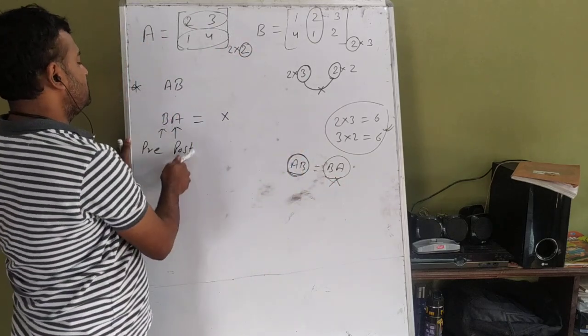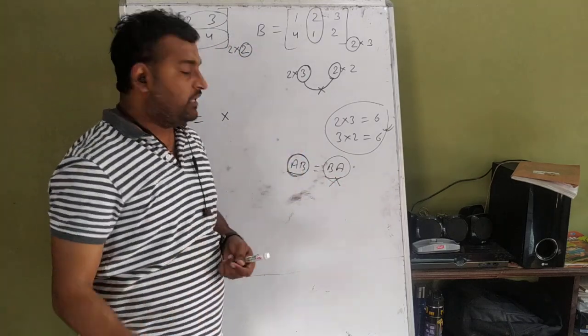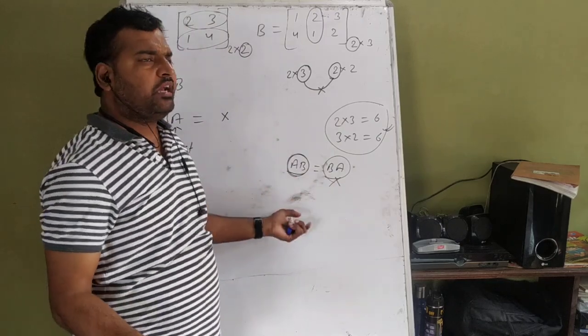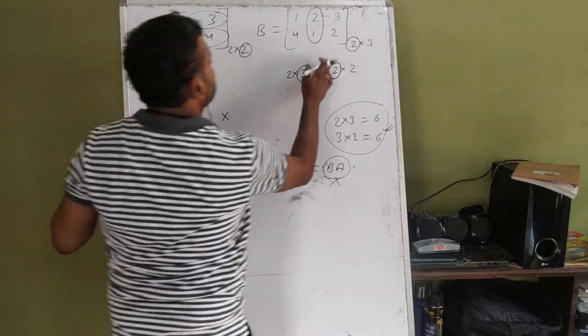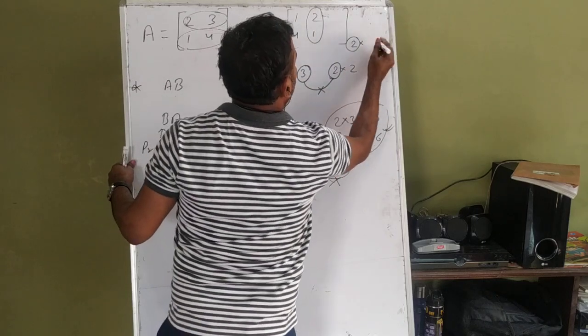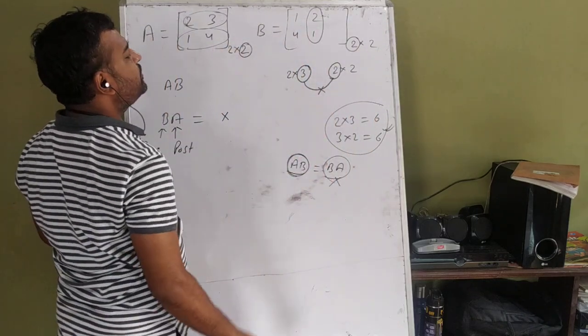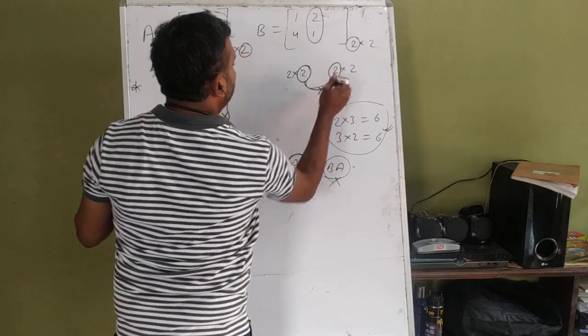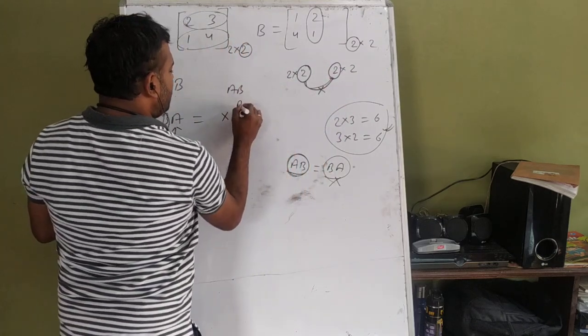See, one example is given here. But I am not saying that in every case BA cannot be calculated. It can be calculated. Just for example, suppose A is of 2 by 2 order, and B is also of 2 by 2 order. Then in this case, this is 2 by 2, this is 2 by 2. Now here AB is also possible and BA is also possible.